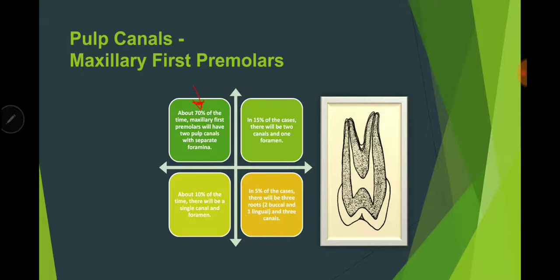5% is going to have 3 roots, 2 buccal roots. Remember that. If the tooth is going to have three roots, where are they going to be? It's going to resemble a maxillary molar with 3 roots: 2 buccal, 1 lingual. And 10% of the time, there's going to be a single canal and 1 foramen.